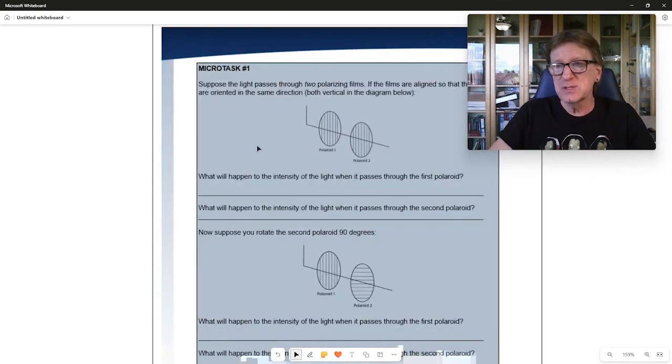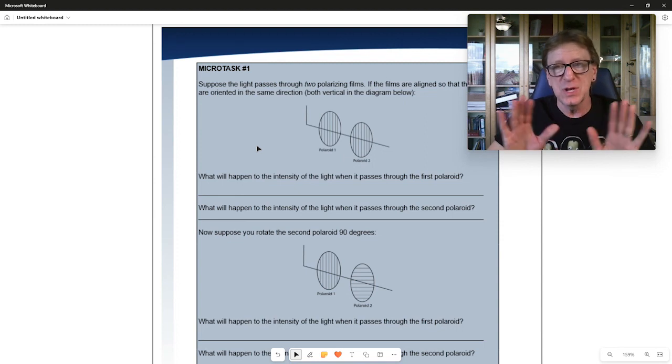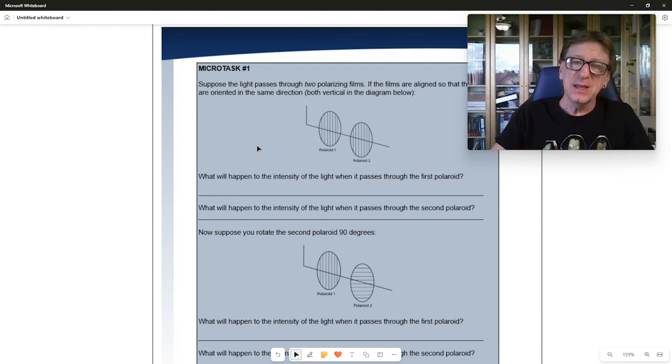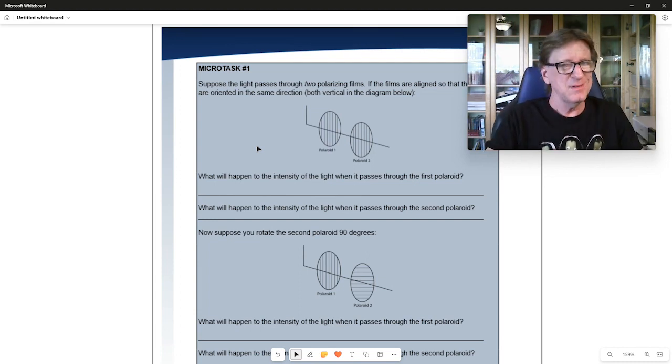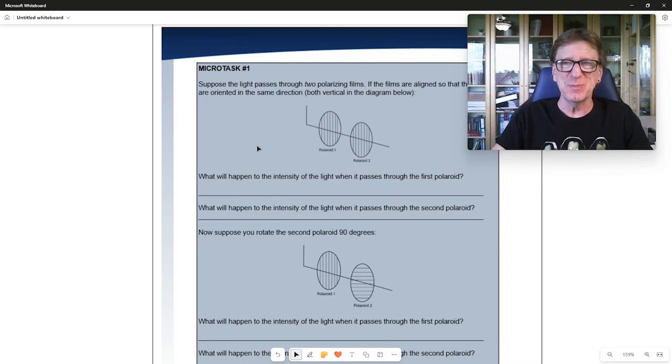Take a look at microtask 1 here. What I want you to do is pause the video and think about this, because this is another one of those conceptual things. We're going to get to an equation at the end, yes, but it's important that you understand the concept of what's going on here. The only real way to do that is to just sit down and work it out. So pause the video and work all the way through microtask 1. Trust me, it's going to help you. Make sure that you do that. Pause the video now.